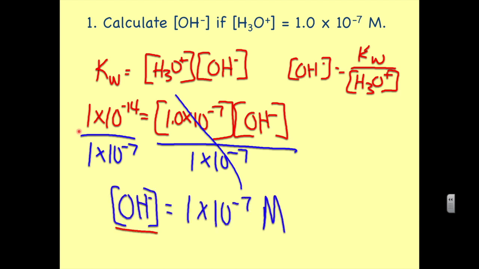Okay? Now, is this acidic, basic, or neutral? Well, I can tell that I have the same concentration of hydronium as I do hydroxide. They have the exact same number. So if I have the same amount of acid as I have of base, that makes it a neutral compound.